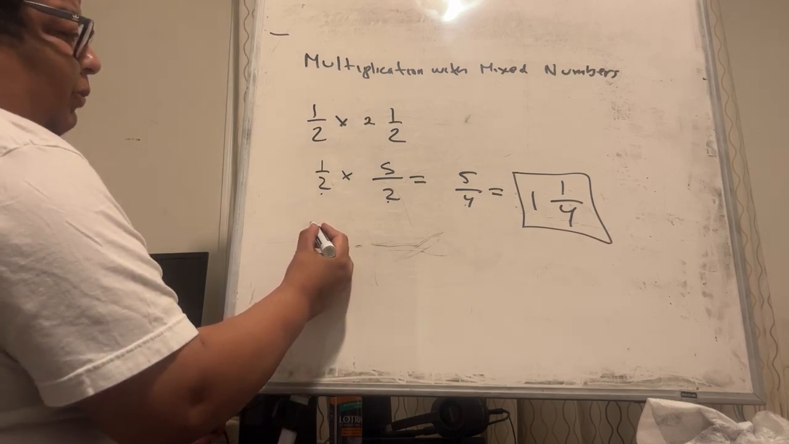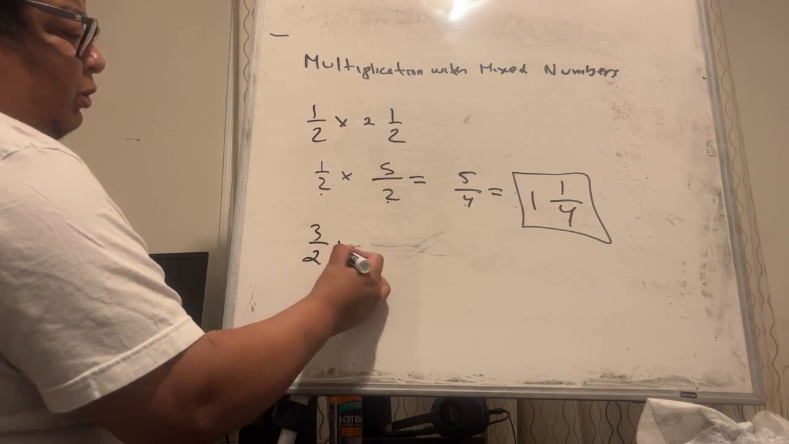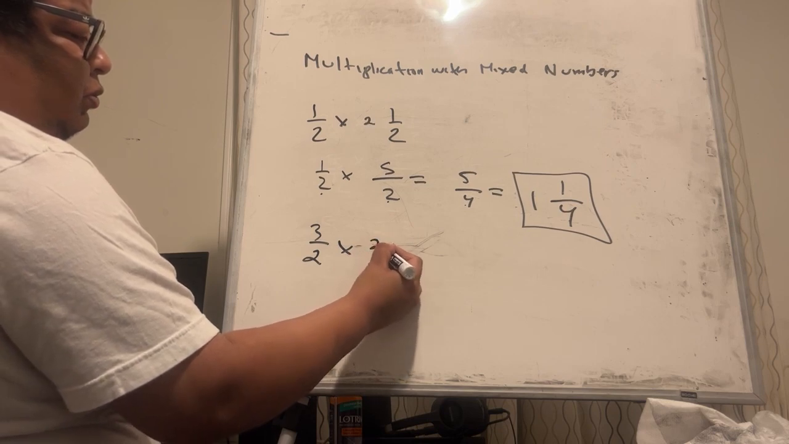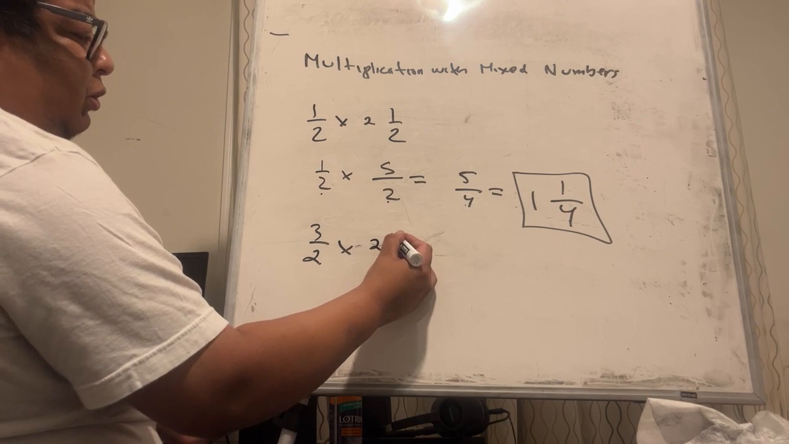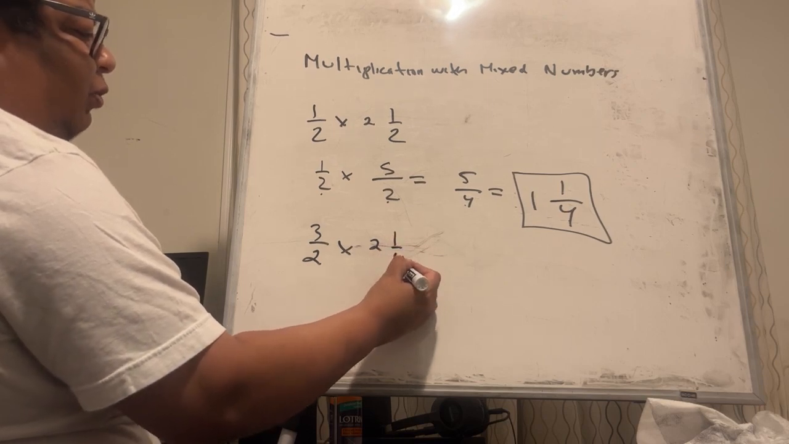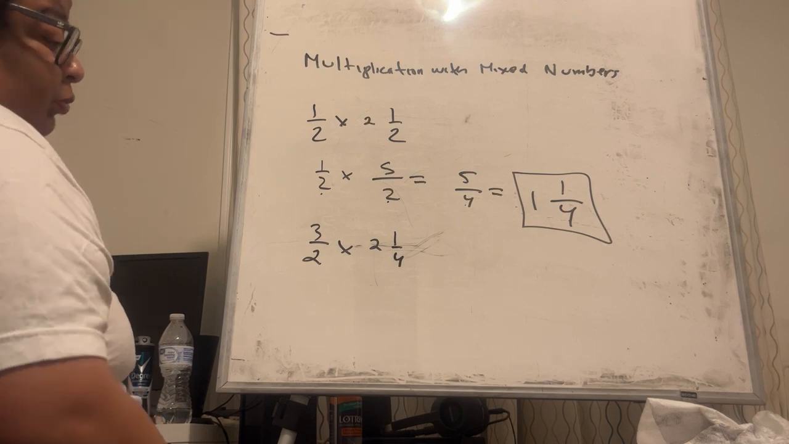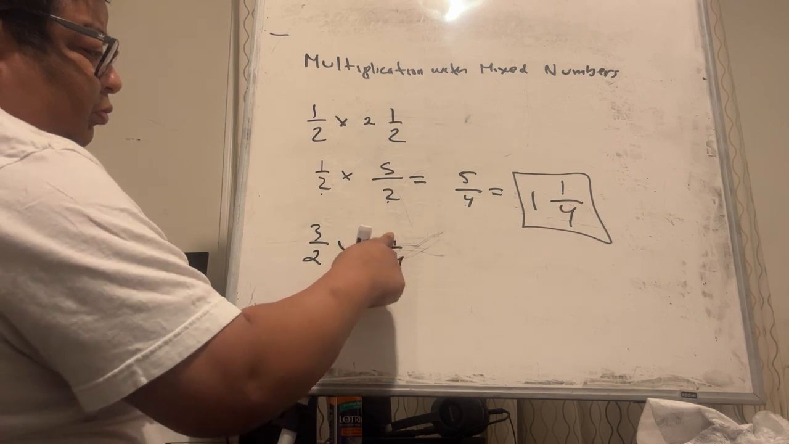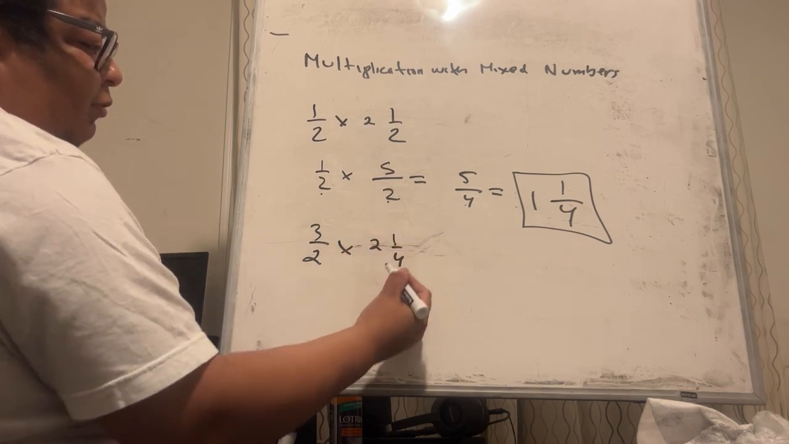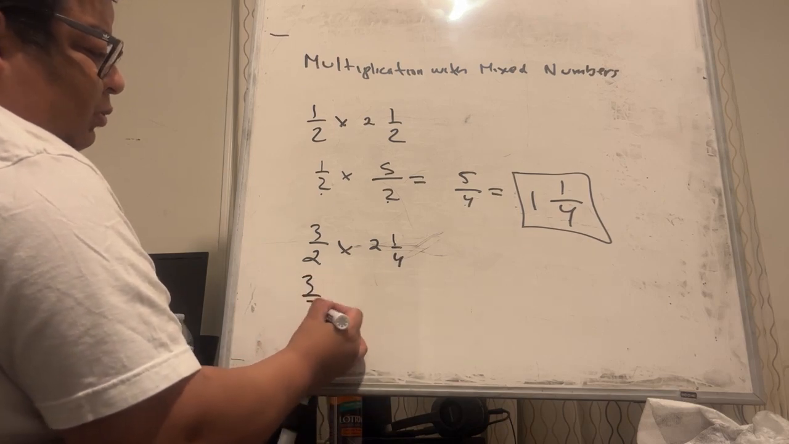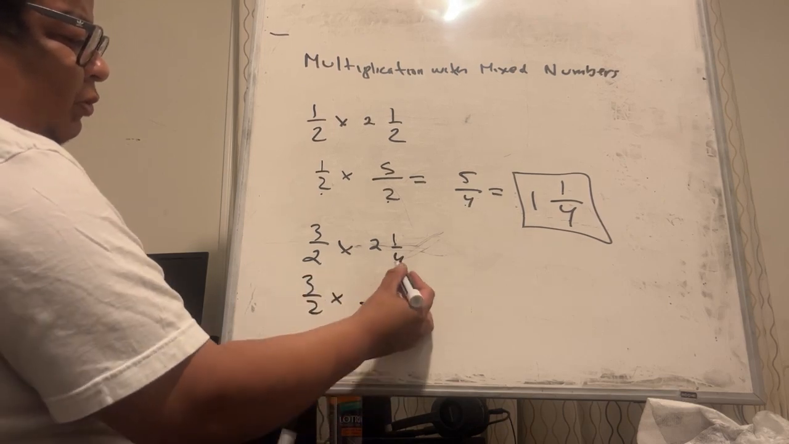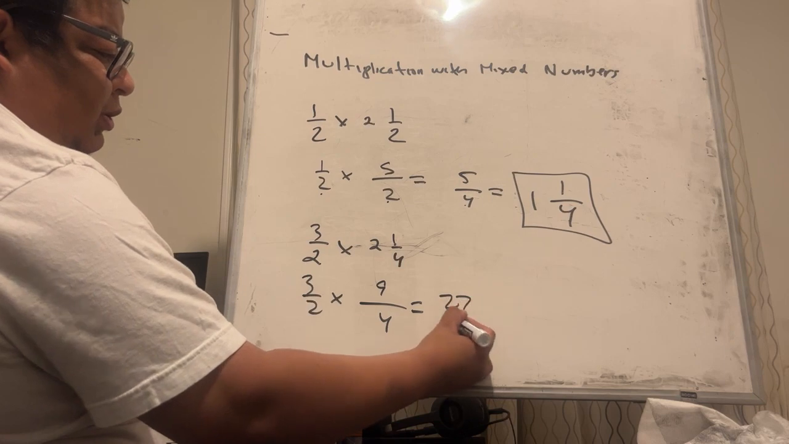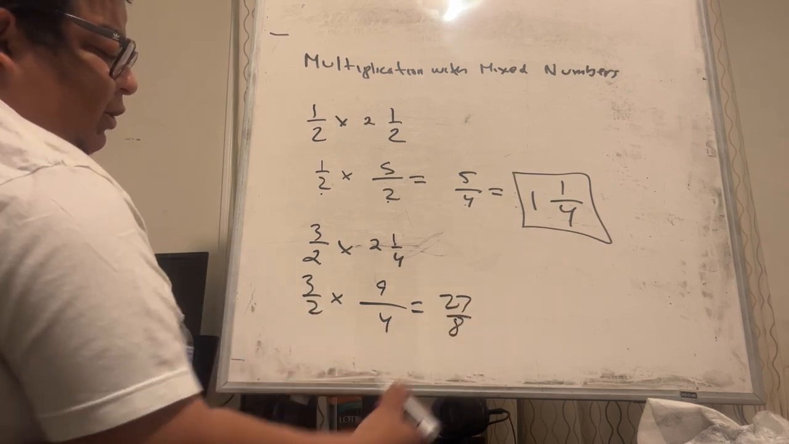Let's do one last problem. That would be 3/2 times 2 and 1/4. So 3/2 times 4 on the bottom, 2 times 4, 8 plus 1, 9. 3 times 9, 27, 2 times 4, 8.